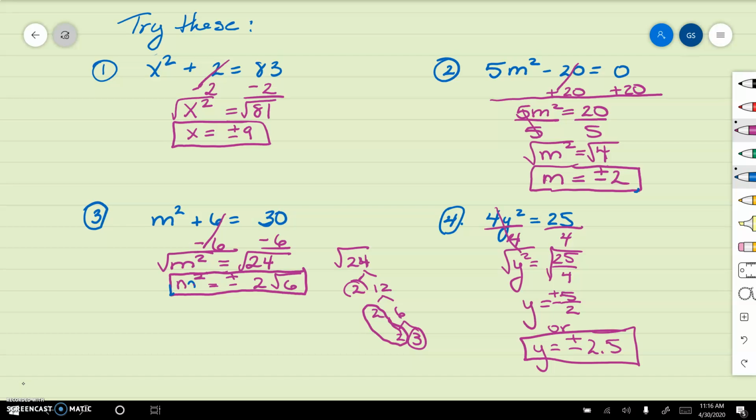All right, everybody, so here are the answers. Check your work, see how you did. Figure out if you got something wrong, see if you can figure out how I did it.